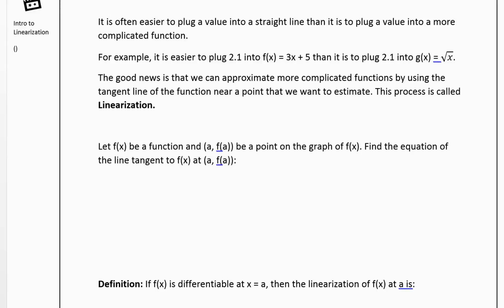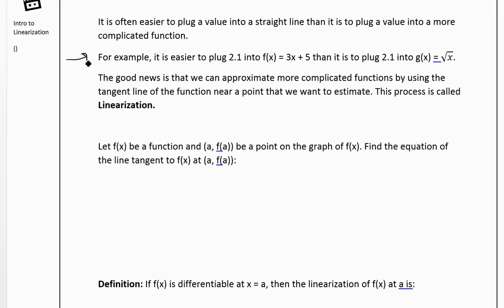Now we're going to learn about a concept known as linearization. The big idea behind linearization is that it's easier to plug a value into a straight line, because you'd just be multiplying and adding things, than it is a more complicated function. So for example, it's much easier to plug 2.1 into f of x equals 3x plus 5, right?